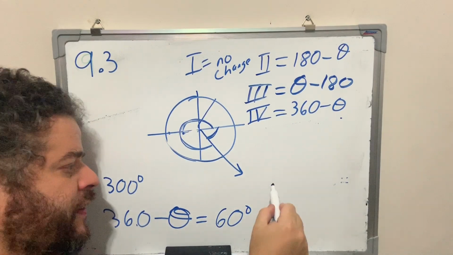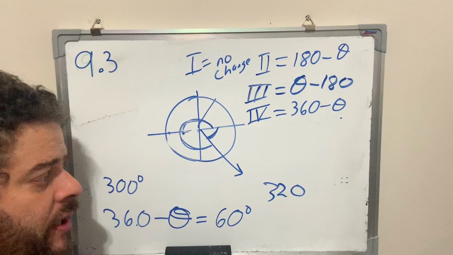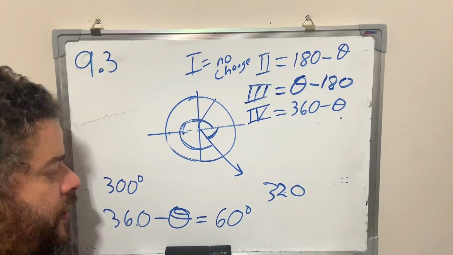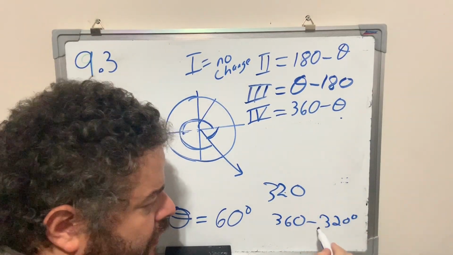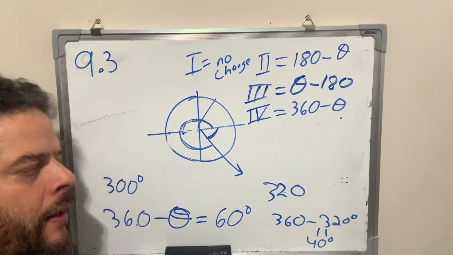If I tell you to find the reference angle of a 320 degree angle, you have to tell me, okay, 320 degrees falls in the fourth quadrant, so the angle would be 360 minus 320 degrees. The reference angle would be 40 degrees.